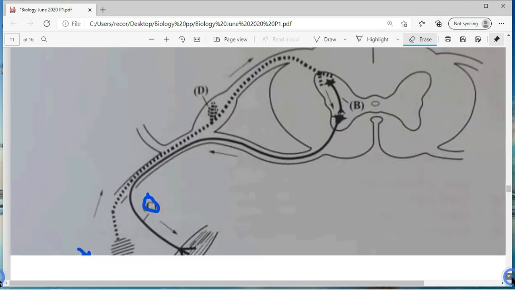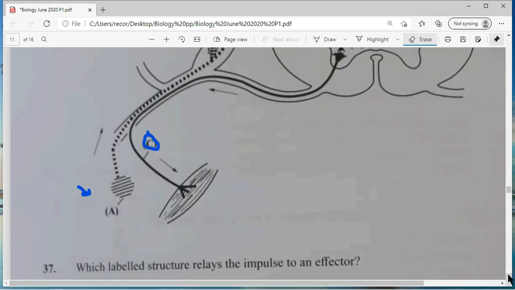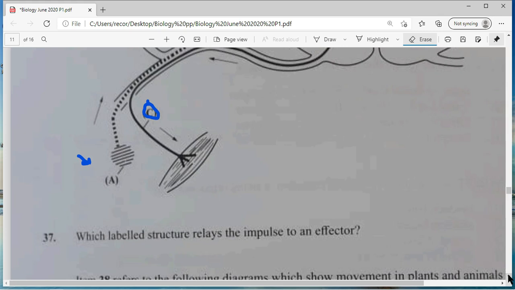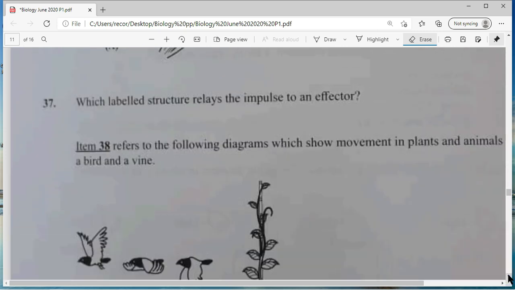And we have C, which is of course connected to the muscle. That's what makes it the motor neuron. And then A here is of course the receptor. So that is picking up that information and sending it into the CNS to, of course, effect a response. And of course, C is going to be our most suitable answer here. It attaches itself nicely to the muscle. So C there is our answer. Which live structure relays the impulse to the effector? That's going to be the motor neuron, as we said.